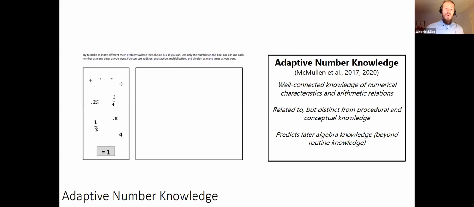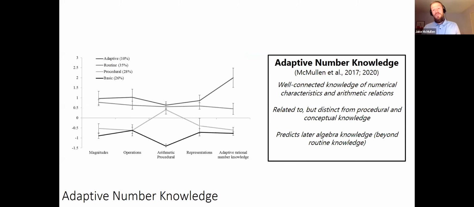What we found is that even among the top 45% of children in a group of 7th and 8th graders, there was a distinction. So even though they had similar levels of conceptual and procedural knowledge, over here, you see these top two groups in this latent profile analysis, they differed still in their adaptive rational number knowledge. So we can see that it's distinguishing, especially among these top performers.